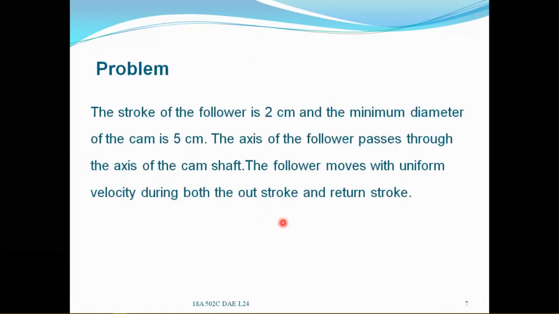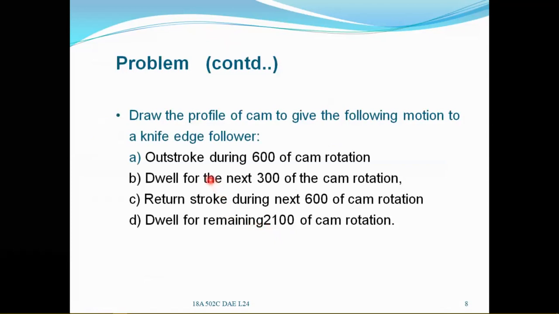Here we have the stroke length, the minimum diameter, the type of follower, the type of motion of the follower, the outstroke cam angle, the dwell cam angle, the return stroke cam angle, and the dwell for the remaining period. So with this data we have to draw the cam profile. Before drawing the cam profile, we have to draw the displacement diagram.